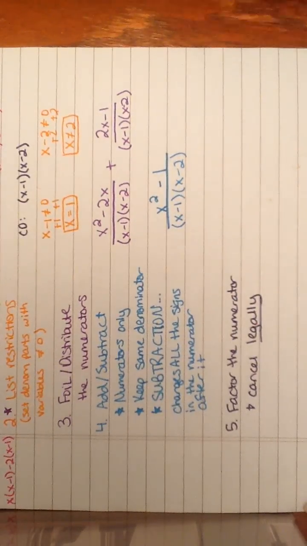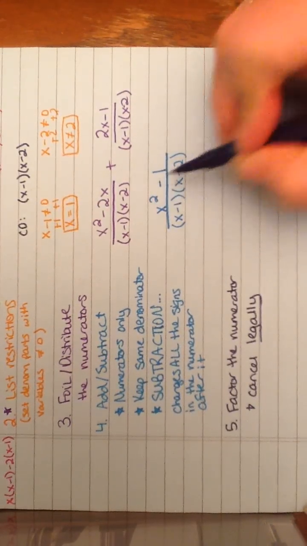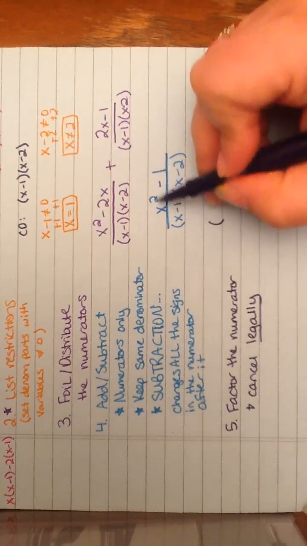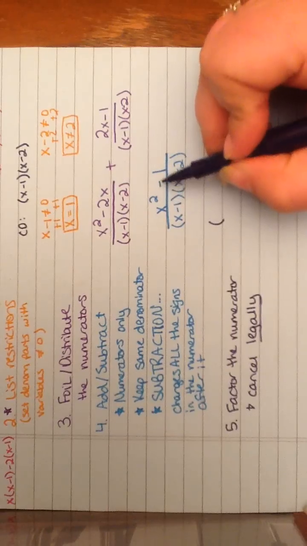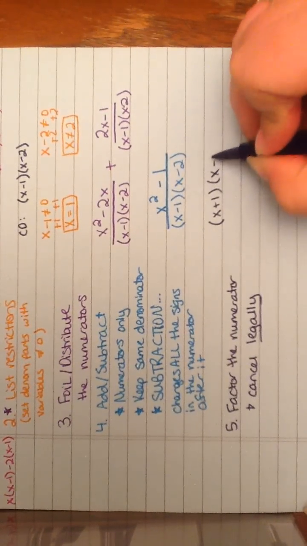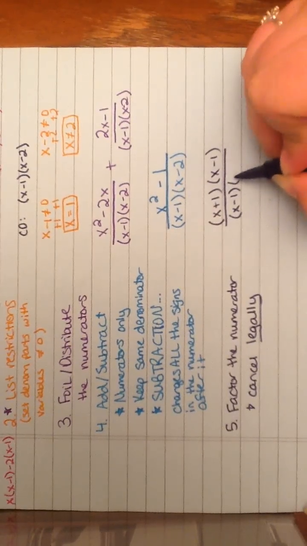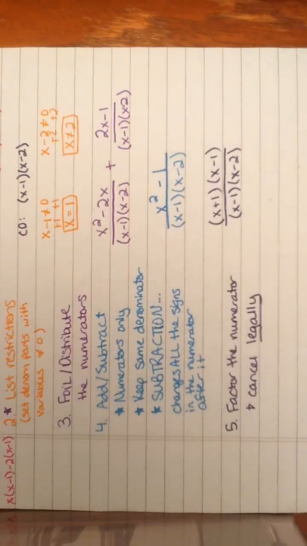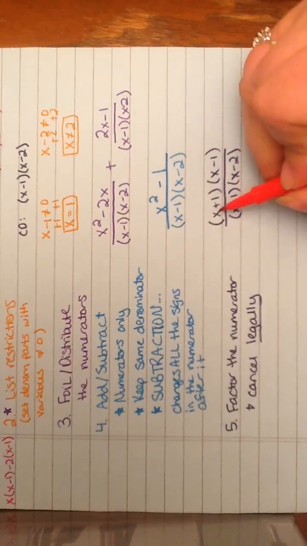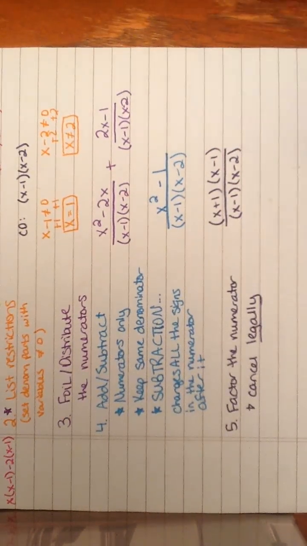Okay, then the last thing, we need to factor the numerator. So looking at this numerator, I can tell that x is squared, 1 is also a perfect square, and with a minus in the middle, that's going to be difference of squares. And it's still over my same denominator that I've had since I got a common denominator. Now if you look closely, you'll notice that in the numerator I have x plus 1, x minus 1, and the denominator x minus 1, x minus 2.